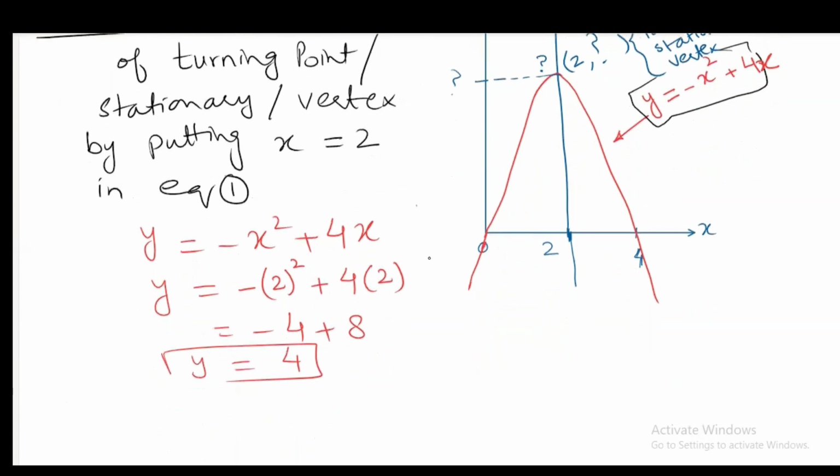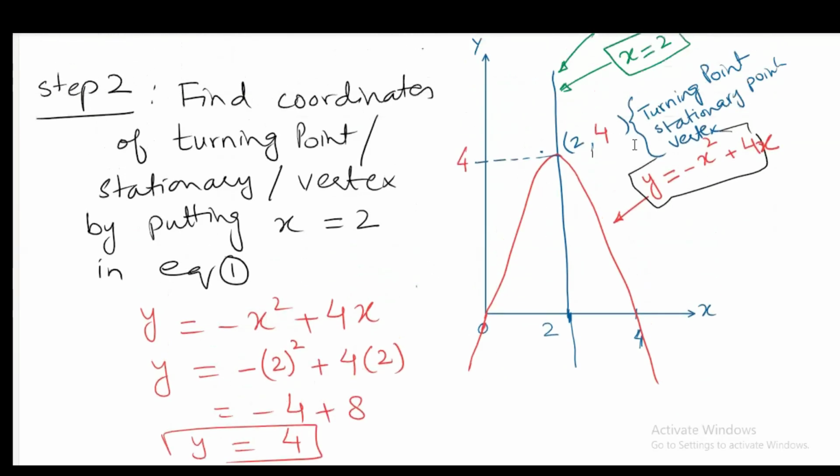So we have the value of y, which is 4. So the coordinates of the turning point or stationary point is (2, 4), and this is the sketch of y equals minus x squared plus 4x.